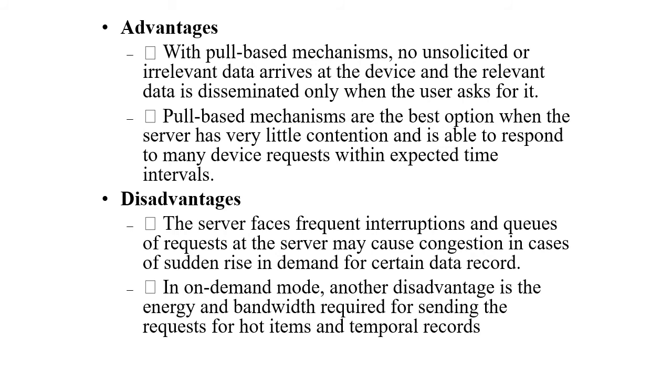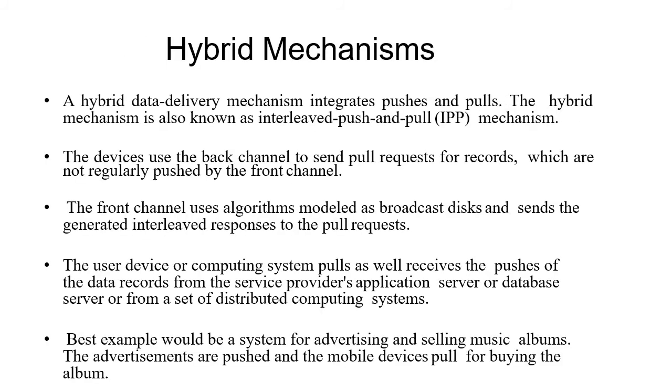So there is another mechanism called the hybrid mechanism, which is a combination of both push-based and pull-based. So what is happening here? It integrates both pushes and pulls. It is also known as the interleaved push and pull mechanism. Hybrid is also called the push and pull mechanism. What happens here? It pushes the data for the subscriber, as well as whenever you request, you can pull the data. Both things you can do on the same device.